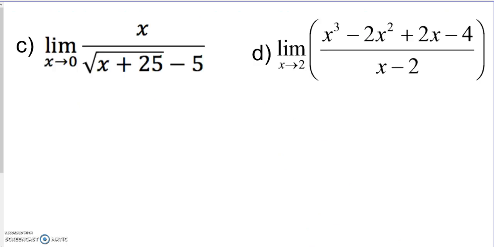So let's try C. In this case, again, if you plug in 0, I'm going to get 0 in the numerator. And if I plug in 0 here, I get 5 minus 5. So again, I'm getting my indeterminate form, so I've got to keep going. So what are some of the things that I can do with this? Well, since I have a radical, we can actually multiply by the conjugate. And the conjugate is taking whatever that radical is, where it's actually a binomial, and I'm going to change the sign. So I'm going to multiply that on the top and the bottom.